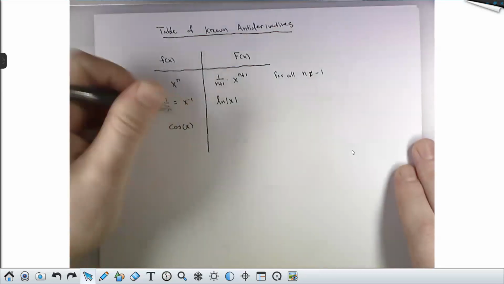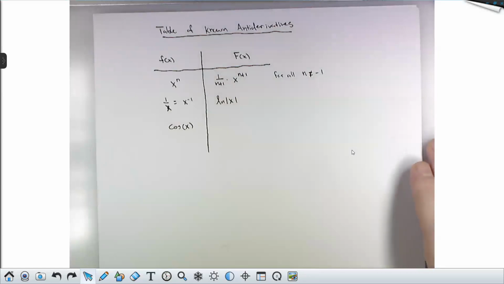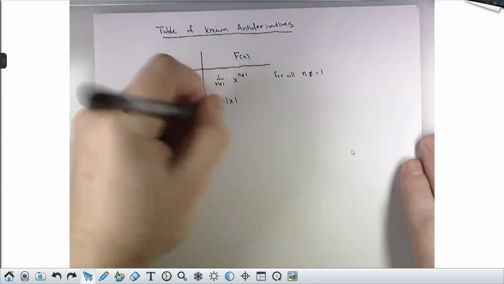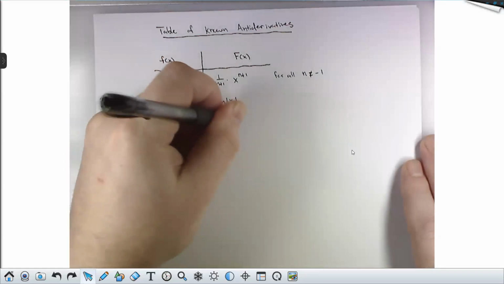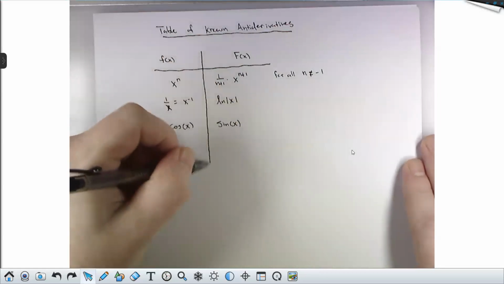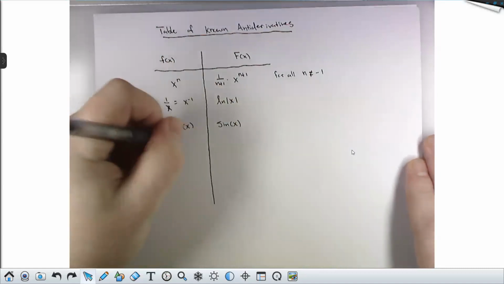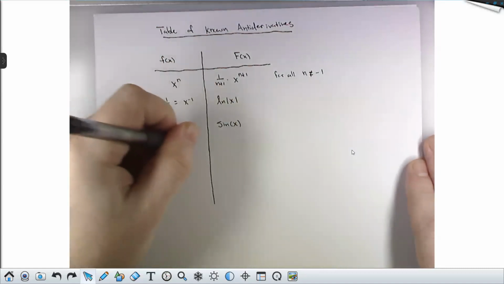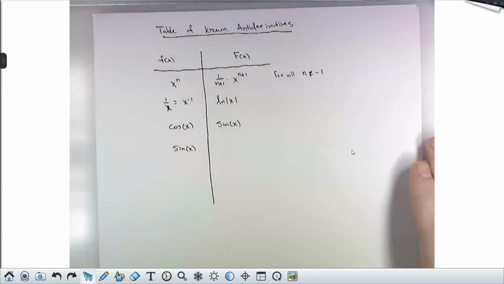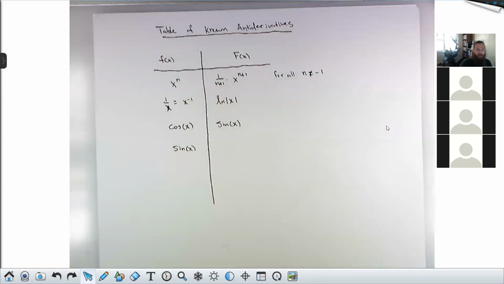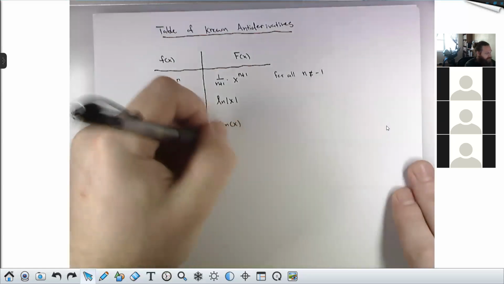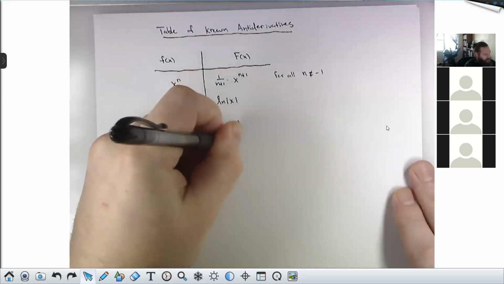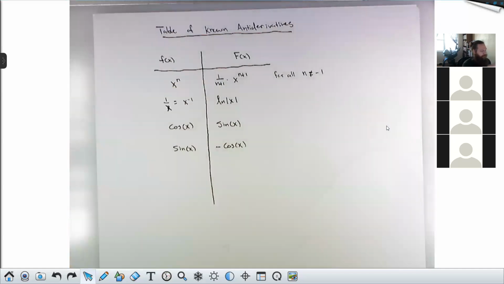An antiderivative for cos x, who differentiates to become cosine, well, that's sine. And while we're there, we should talk about sine x. Who has the derivative sine x? Well, it's not cos x, right? The derivative of cos x is negative sine x. So the antiderivative for sine x has to be negative cos x.